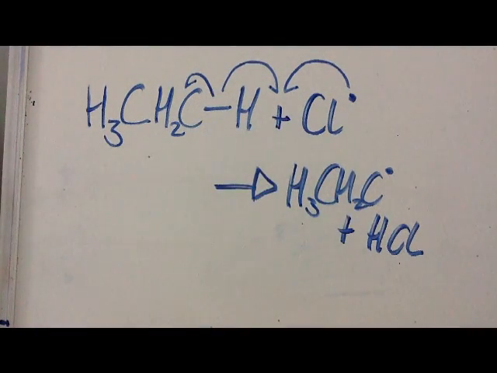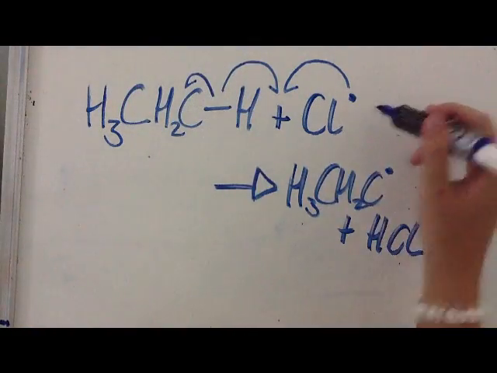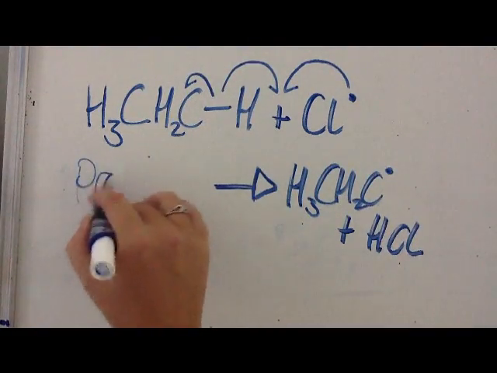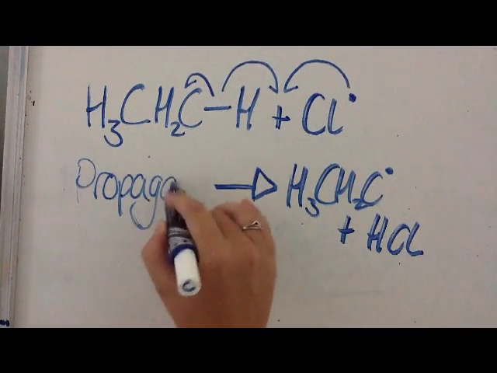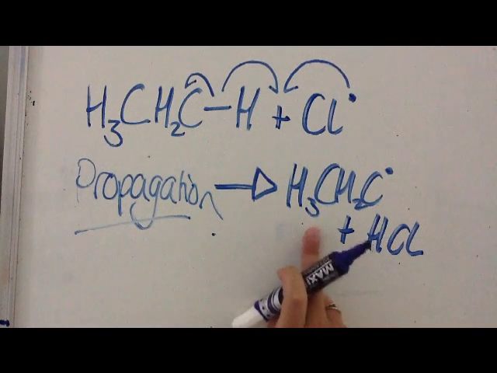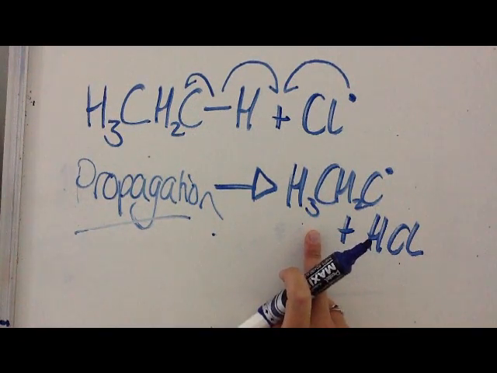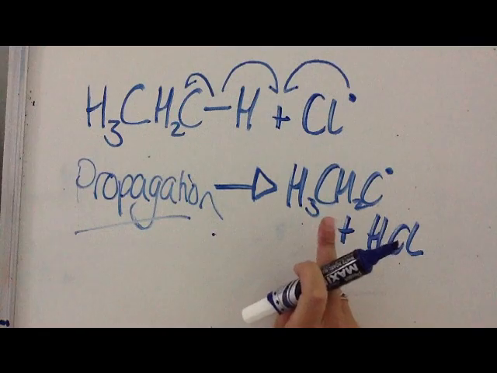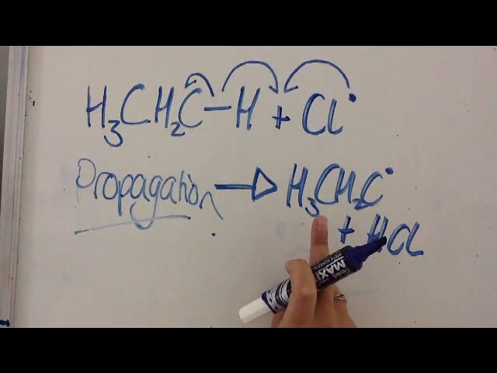What I should have said first of all is this is our propagation. This is not what we want though. We do not want to make a free radical. The whole purpose of free radical substitution is to make an alkane that's been added to a halogen. This is still an alkane. It hasn't been added to a halogen yet.